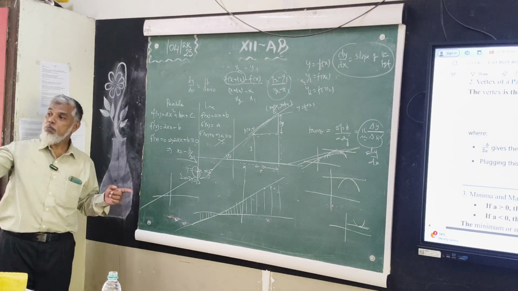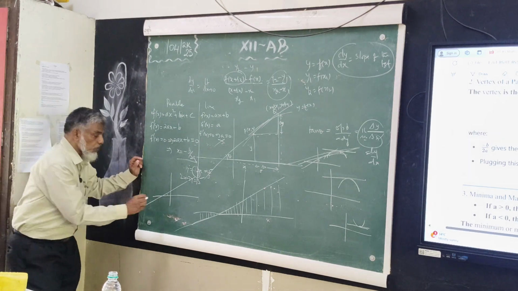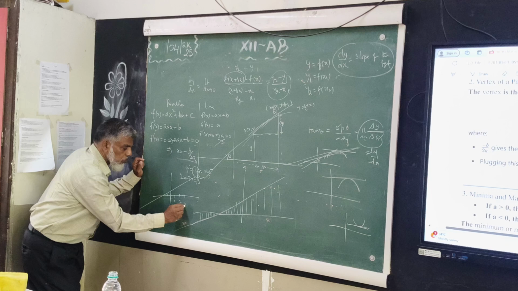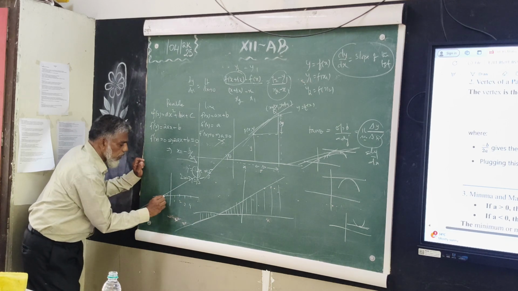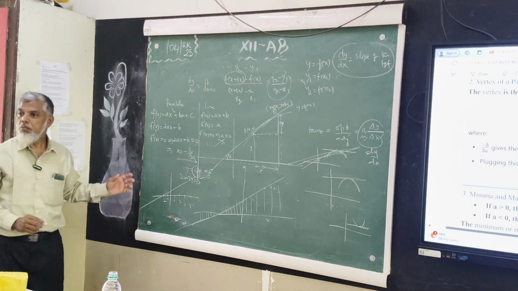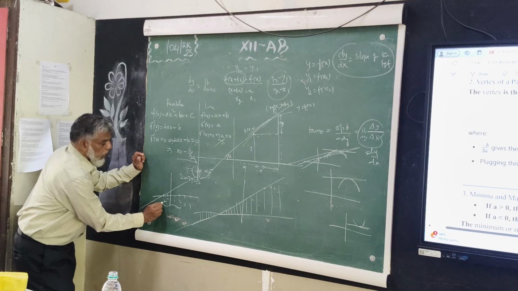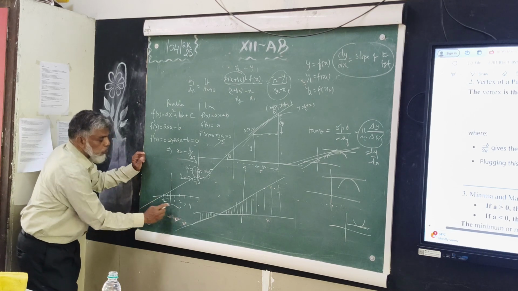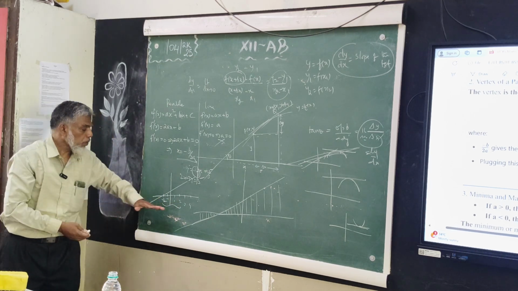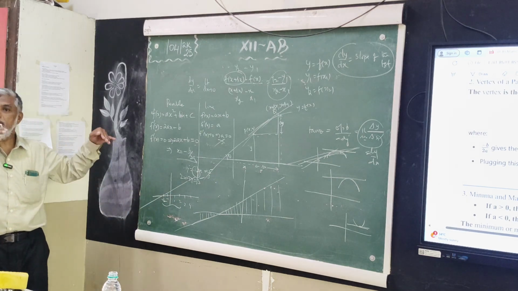What is the maximum value of a function from 1 to 3? Tell me the maximum value in the interval minus 2 to plus 2. In the interval minus 2 to plus 2, what is the maximum value?